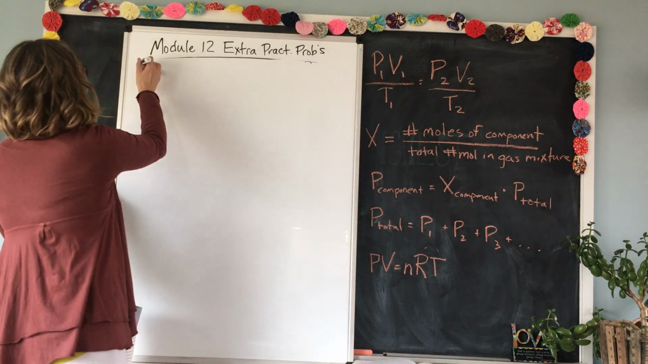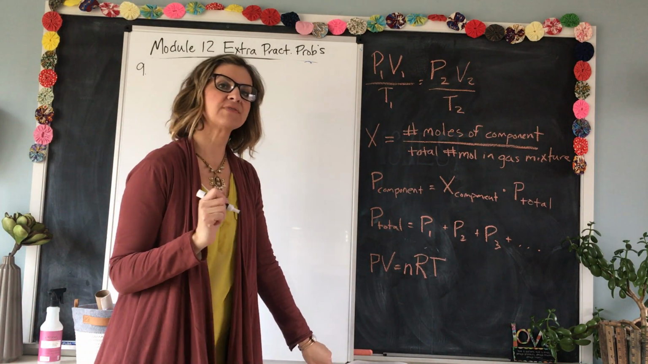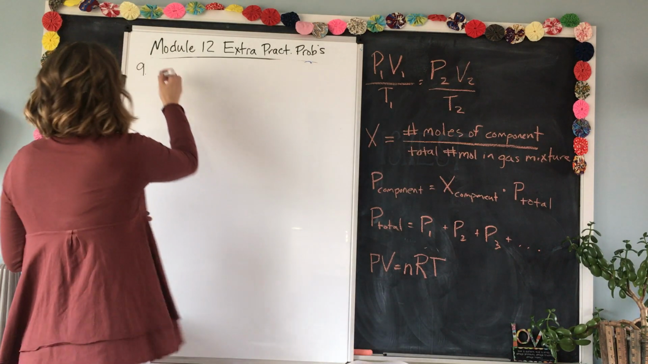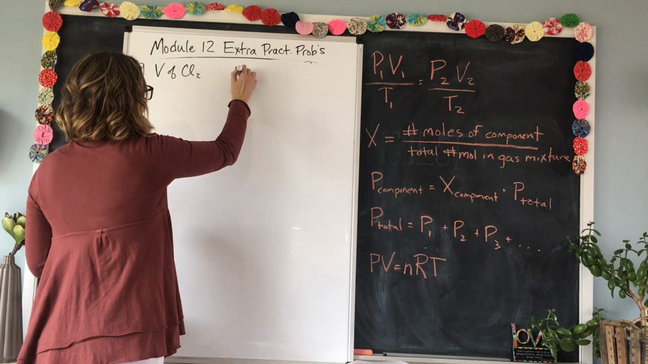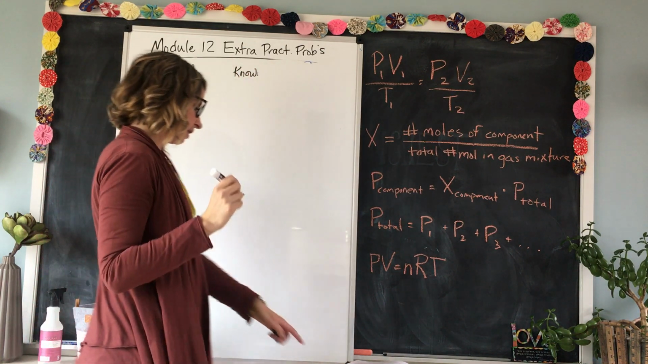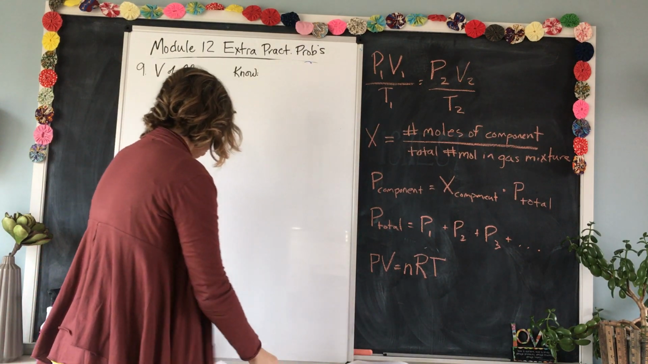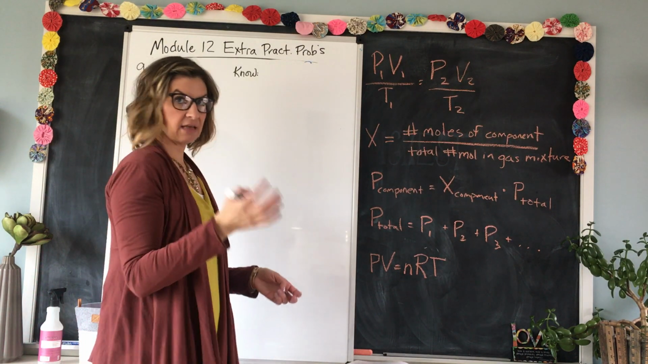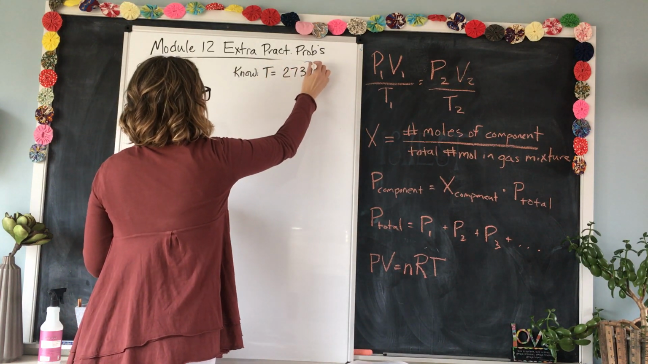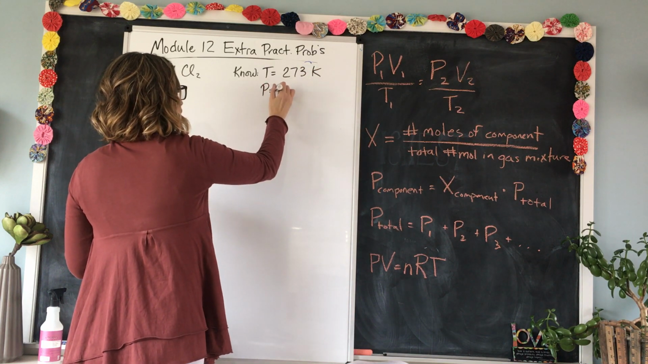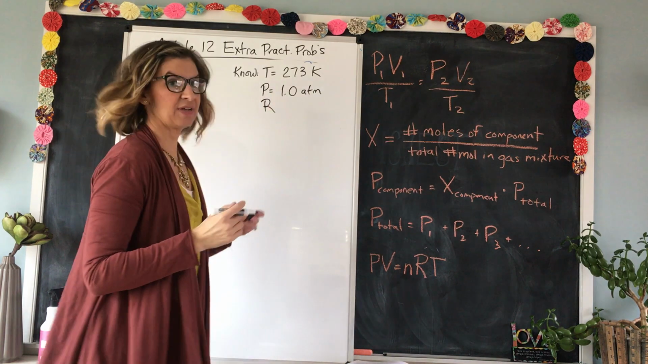Number 9, we are looking for liters of Cl2. So liters is volume, so we're looking for the volume of Cl2. And we know that it is going to be at standard temperature and pressure. So the temperature would be 0 degrees Celsius, which we want to write as Kelvin, so 273 Kelvin. We know that standard pressure is 1.0 atmospheres. Of course we know R because we always know R.